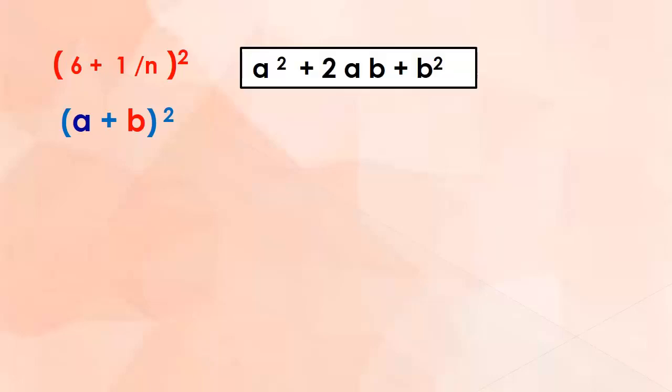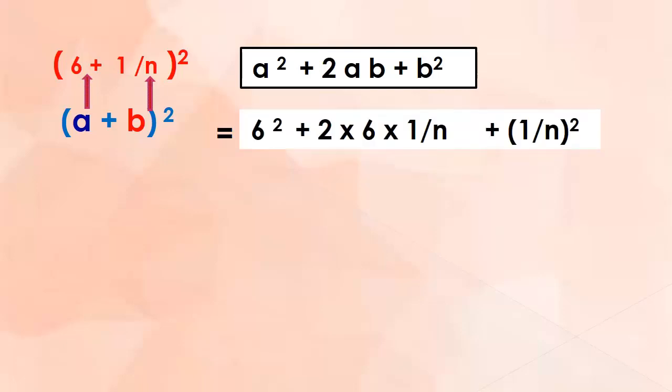Next, (6 + 1/n) the whole square. Here a fraction is there, but the form is (a + b) the whole square. Again write the correct formula. Instead of a, 6. Instead of b, 1/n. So substitute. Whenever you substitute, please check whether you have written the term properly or not, especially while squaring. So 6 square is 36, very easy. 2 sixes will be 12 and 1/n, it is 1 square as well as n square.